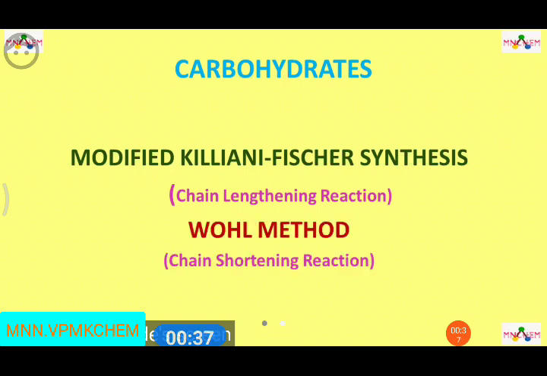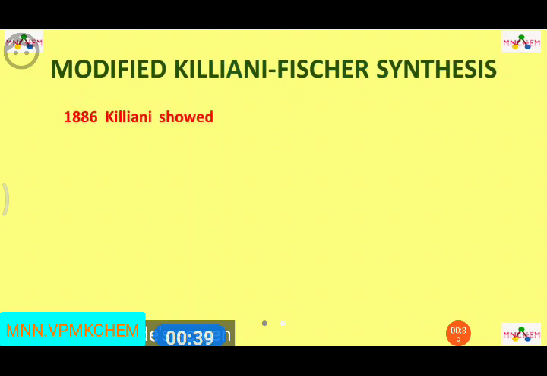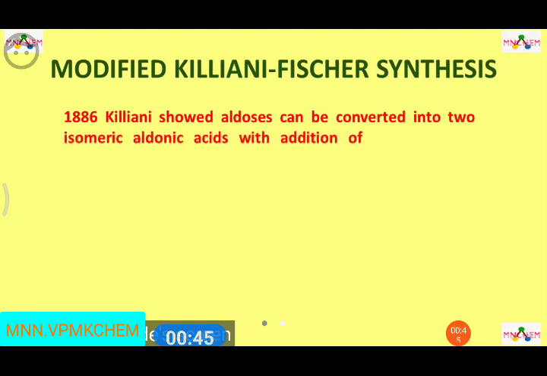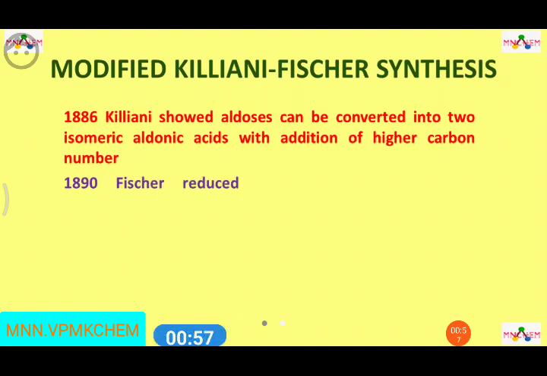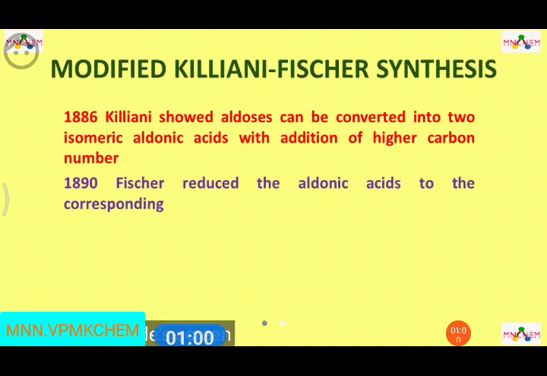the first part of this synthesis in 1886, Killiani showed aldoses can be converted into two isomeric aldonic acids with addition of higher carbon number. And after that, in 1890, Emil Fischer reduced those aldonic acids into corresponding aldoses. So these are the two scientists who contributed to synthesizing higher aldoses from the lower aldoses.